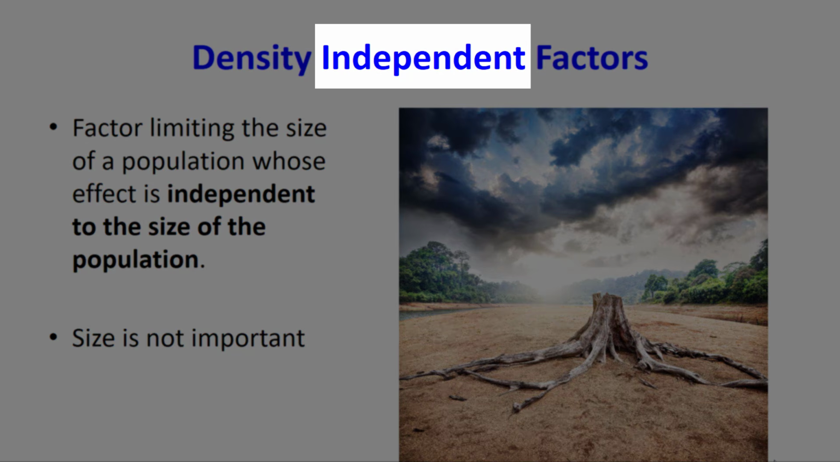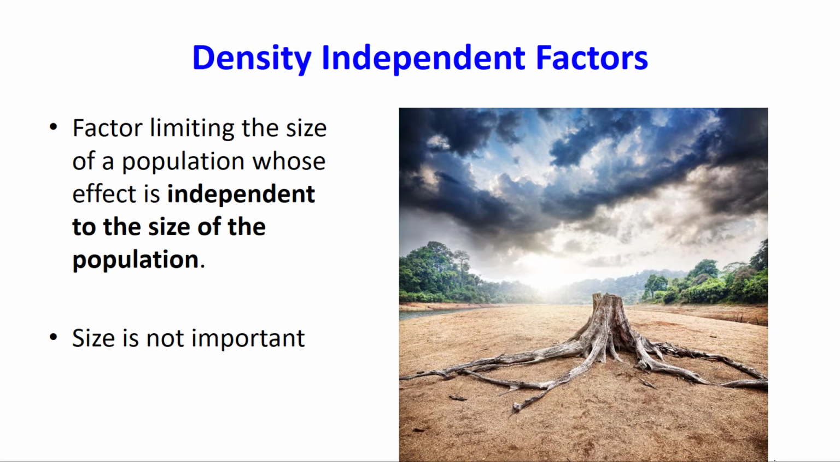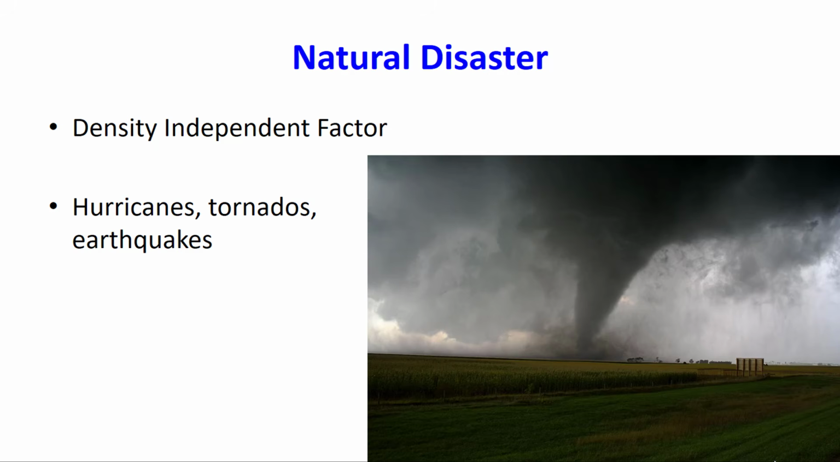Density independent factors actually don't care whatsoever about the size of the population. So it's not about competition anymore. You can think of these as more random events. For example, a natural disaster. A natural disaster does not care if the population size is 50 or 50 million. A hurricane comes in, doesn't care. It will affect it the same.